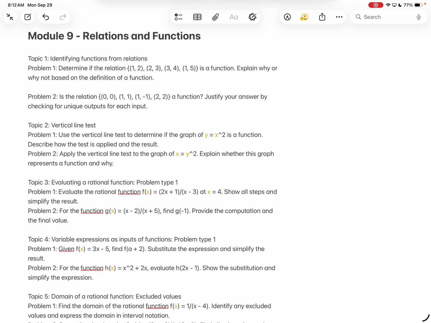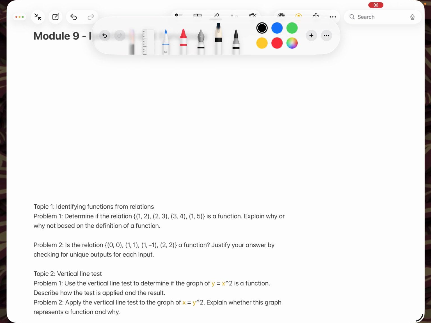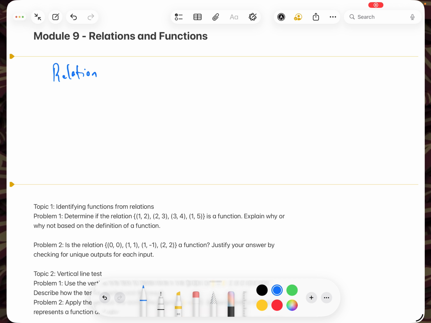Relations and functions. I feel like we've already defined these in a previous module, but just to make sure we have: a relation is any set of ordered pairs. Most of the time we think of X and Y because we deal with graphing. But if we're doing test scores, I could put your last name and then your test score. So it doesn't necessarily have to be numbers. It could be anything like that.